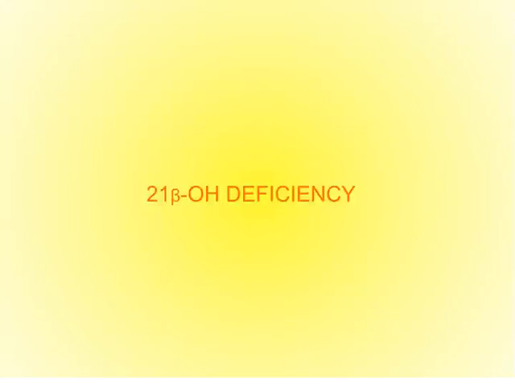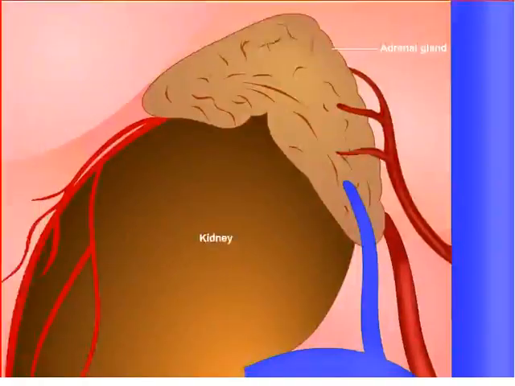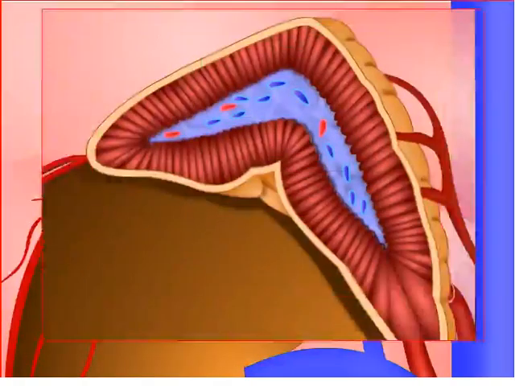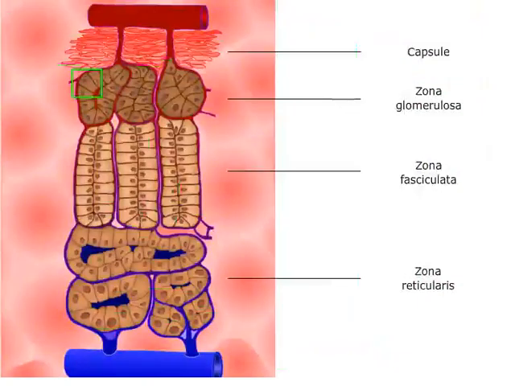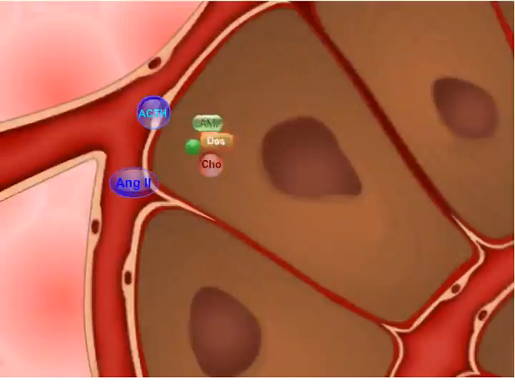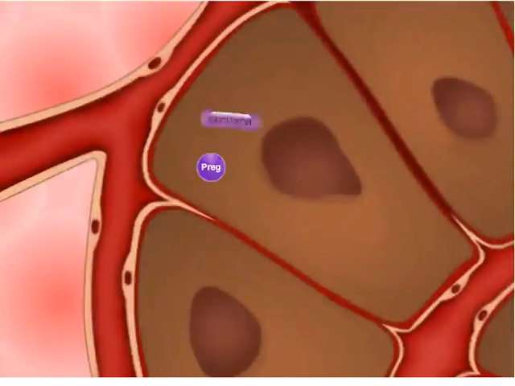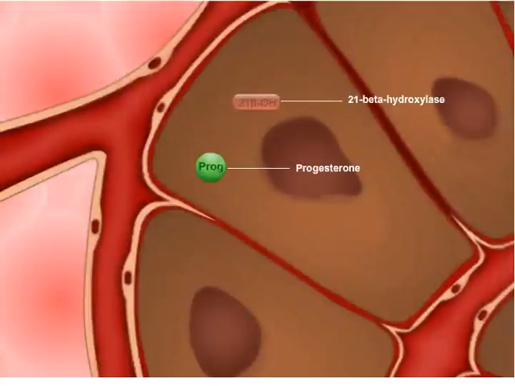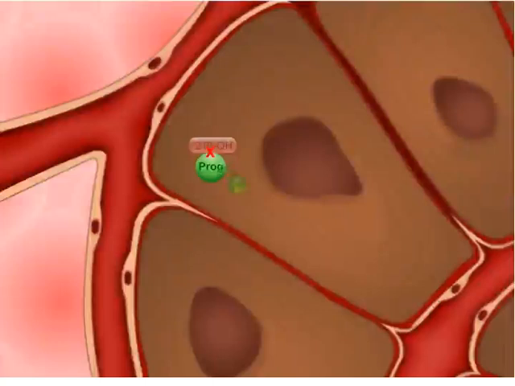We will now illustrate changes within affected tissues as well as their pathways. Within the adrenal gland, let's take a closer look at the zona glomerulosa. The initial steps for adrenocortical hormone synthesis occur normally. However, a deficiency of 21-beta-hydroxylase prevents the conversion of progesterone into 11-deoxycorticosterone, which results in decreased production of aldosterone, the primary mineralocorticoid.